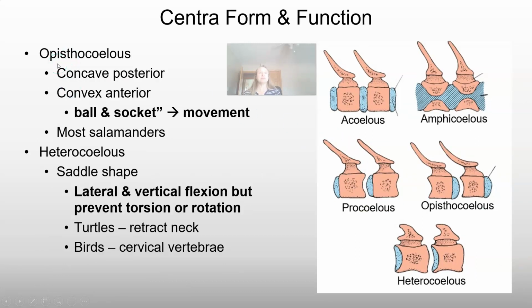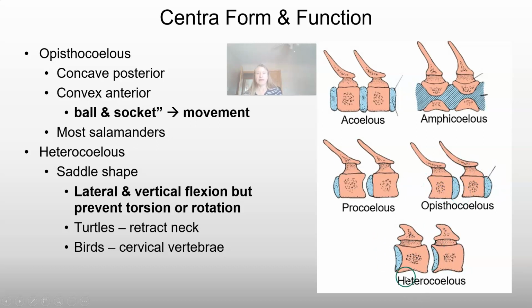So now we have Postcranial, which is right here. And this is just the opposite. So it's still a ball and socket. We can see this ball and socket type joint. But we have concave posterior and convex anteriorly. Okay, and this is what we have in most salamanders.